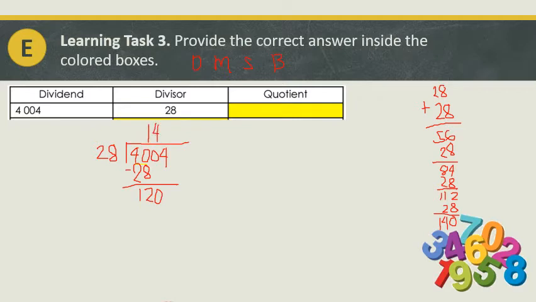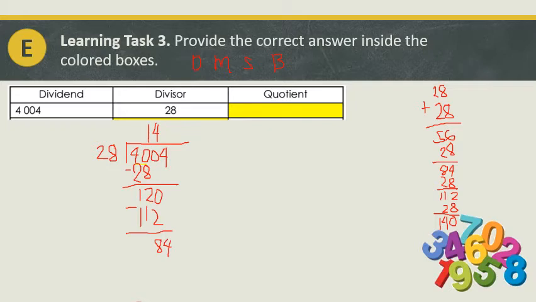Tapos, multiply natin yung 4 sa 28. So, yun din yun. So, 112. So, after mag-multiply, subtract naman tayo. So, 120 minus 112 is 8. Okay? Then, bring down na. Sunod. So, bring down. Yung natitira na lang natin is 4.